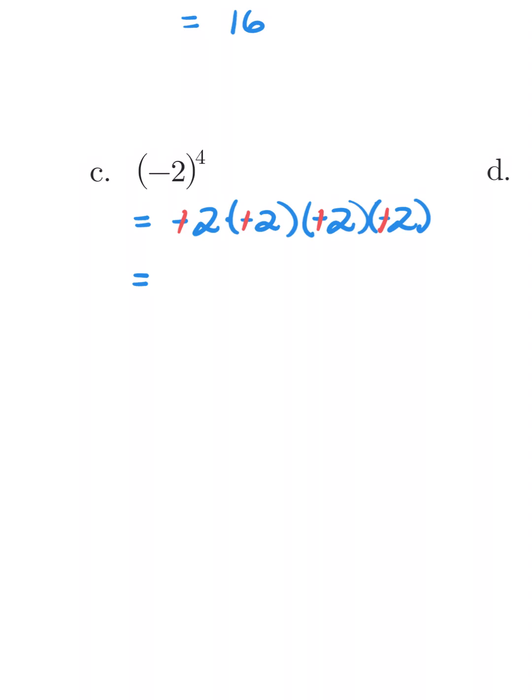And now if we go ahead and multiply this out, you can do this a couple different ways. We can do 2 times 2 is 4. We have another 2 times 2 is 4. And if we multiply that together, 4 times 4 is 16. And our final answer is positive.